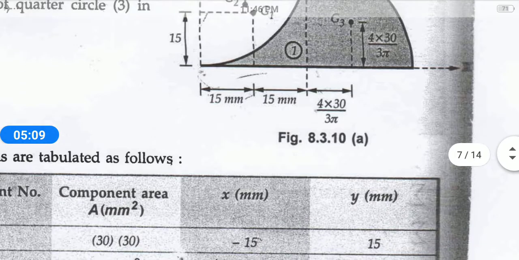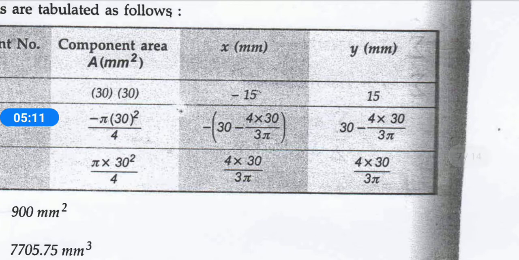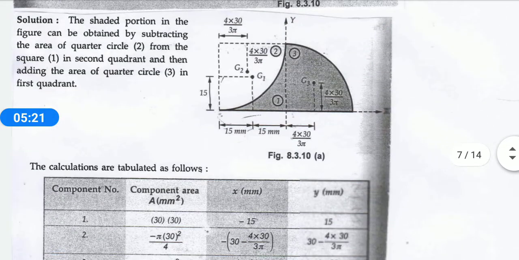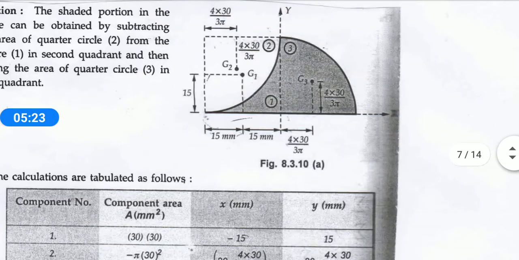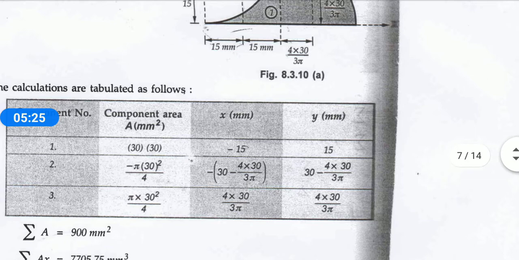So they are giving it as minus 30 minus 4 into 30 divided by 3 pi, and the other one they are directly taking as 30 minus 4r divided by 3 pi. The third component is your normal quadrant circle. So adopt the same formula to find out your component area x and y. So what are the other parameters you need to calculate? A into x and A into y.